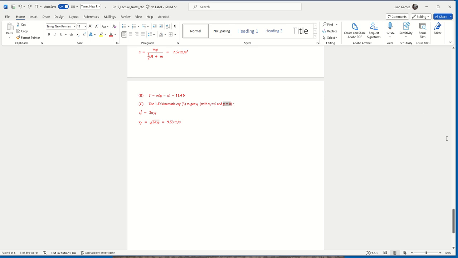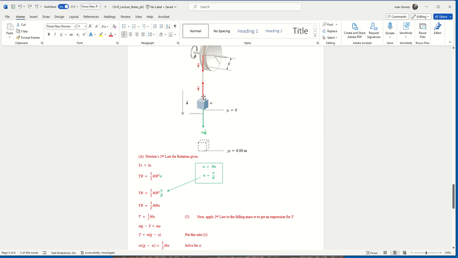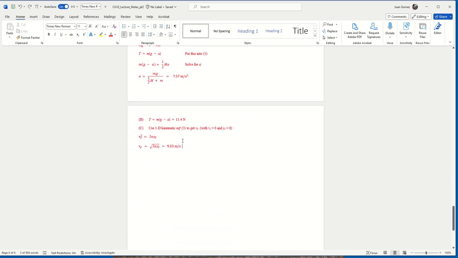Remember, the acceleration is not g because it's not a free fall problem. Because the mass is attached to the string, which is then wound around the pulley. It's not a free fall problem. The acceleration is in the negative y direction, but it's a, it's not g. So you get kinematic equation 3 with v_i equals 0, y_i equals 0. Gives you v_f squared equals 2 a y_f, or v_f equals the square root of that. And you get 9.53 meters per second.